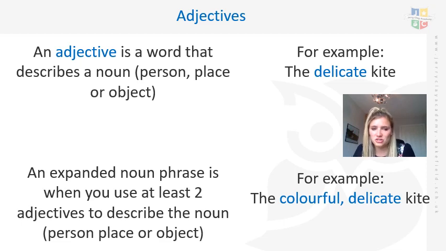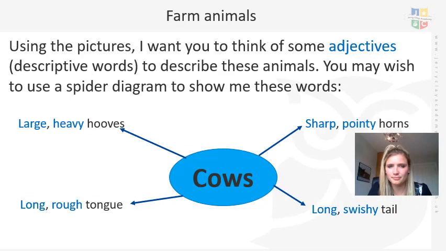You might also want to use what we call some expanded noun phrases. I know we've talked about this at school previously. So this is where you use at least two adjectives. So instead of just saying the delicate kite, you could say the colourful, delicate kite. So it just gives you that little bit more detail. And don't forget to put a comma between your two adjectives to split them apart.